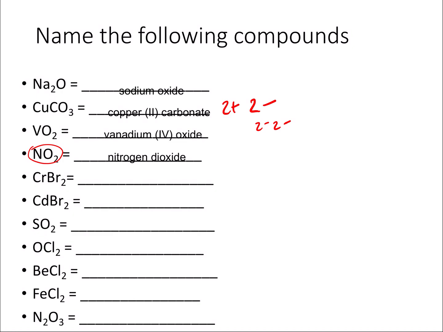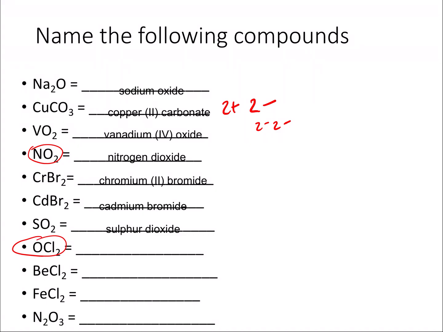Chromium. I don't know, has chromium got 2 oxidation numbers and you madly check? Yes, it does. This is chromium 2. Cadmium bromide. There's only one kind of cadmium. We saw that before. SO2, right? Sulfur dioxide. That's that rotten egg smell. Not good. If you smell that, get out of Dodge. Go outside.